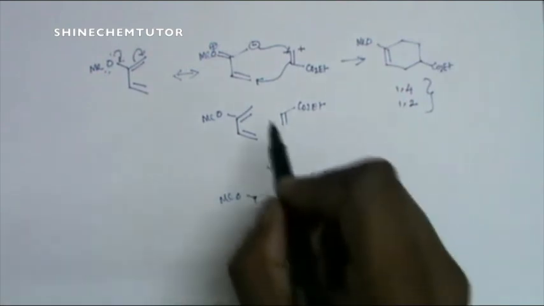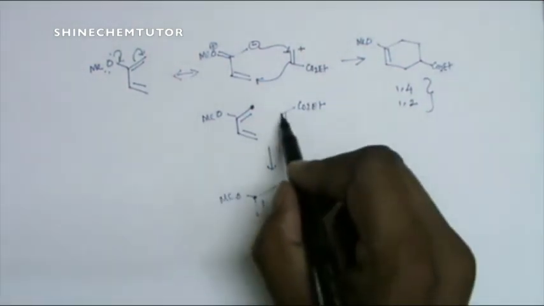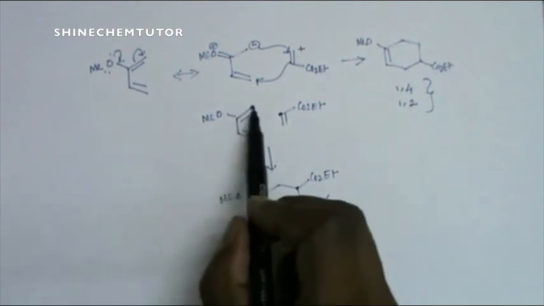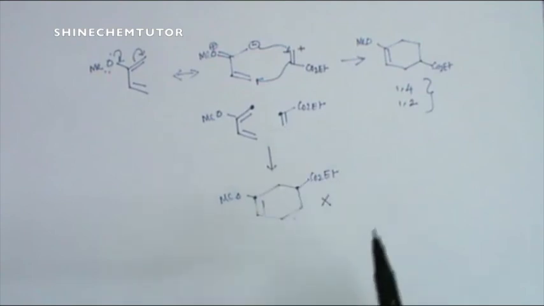The reason: the electron richness on this carbon is very high. Similarly, the electron richness is more on this carbon. They will not combine. Since the electron richness is more, it will look for the carbon which has less electron density. So that is this one.